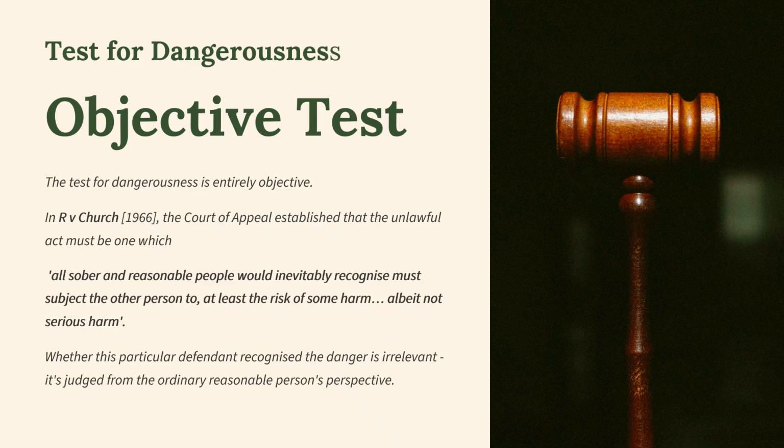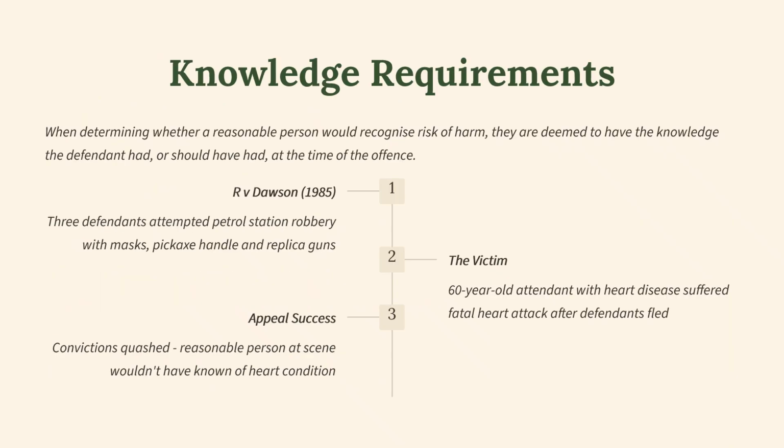Whether this particular defendant recognised their danger is irrelevant. It's judged from the ordinary reasonable person perspective. Now, when determining whether a reasonable person would recognise risk of harm, they are deemed to have the knowledge the defendant had or should have had at the time of the offence.